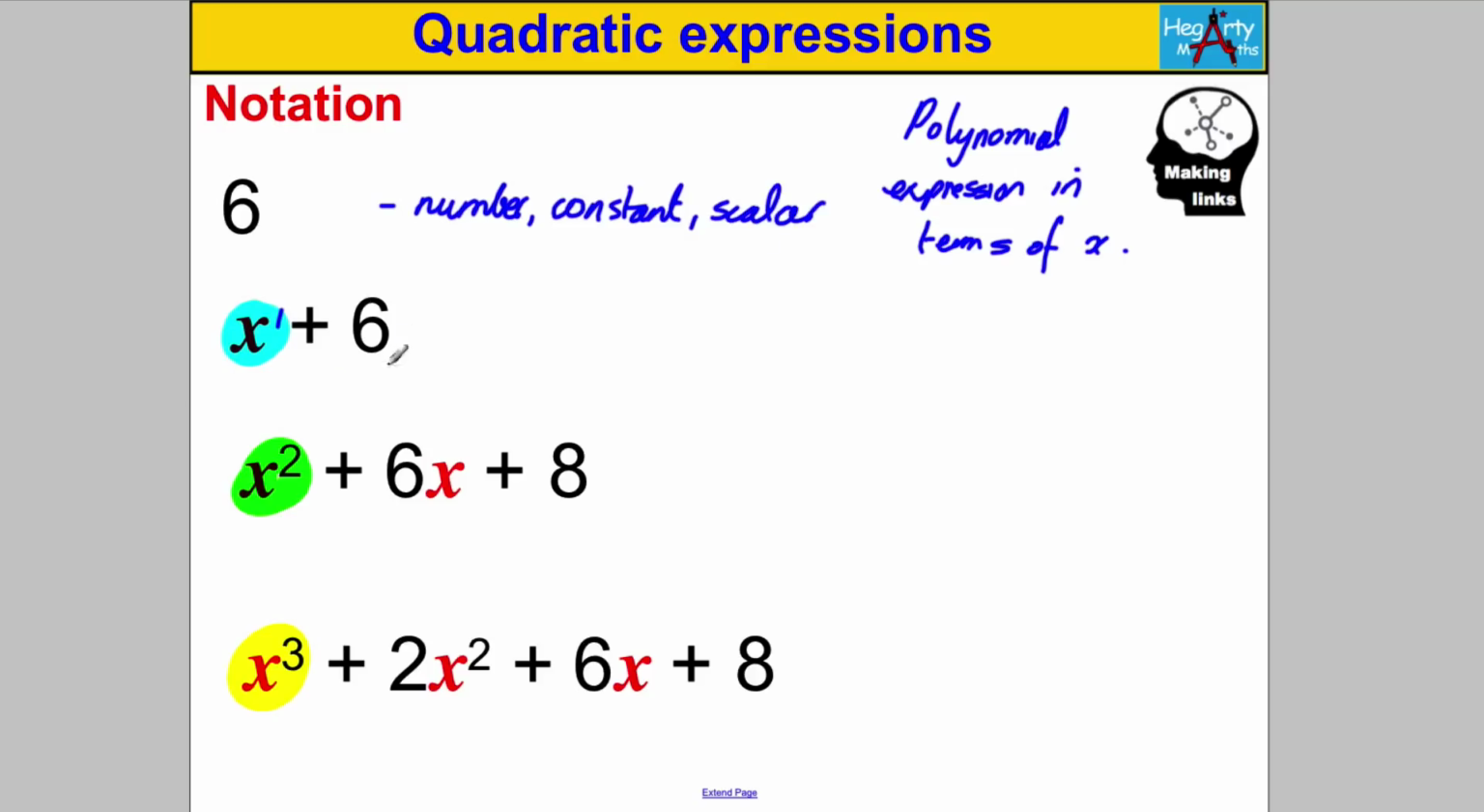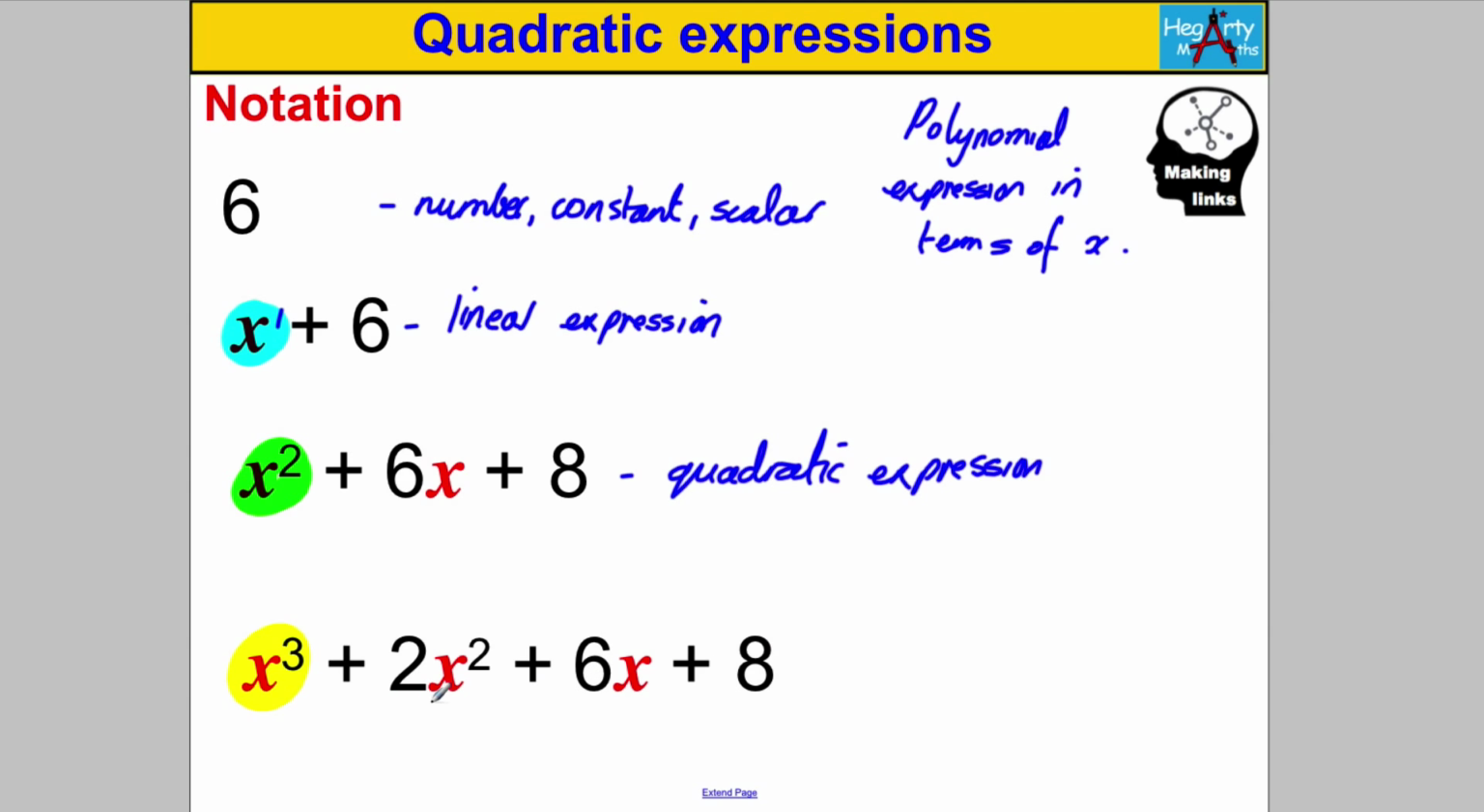Now when we've got one x in it, the expression is called linear. And we'll see later it's because if we draw these types of things, they're straight lines. So, a linear expression. With a power of x squared as its highest power, we have what's called a quadratic expression. And that's what this whole topic is about: quadratics, things that have highest power x squared.